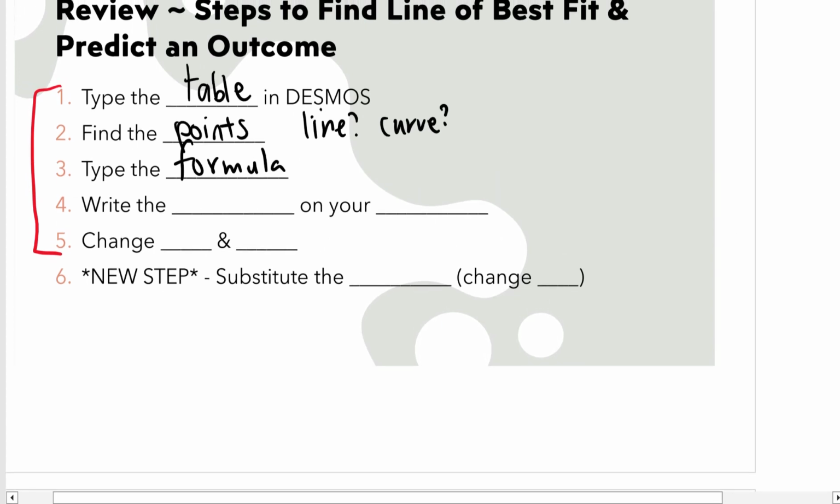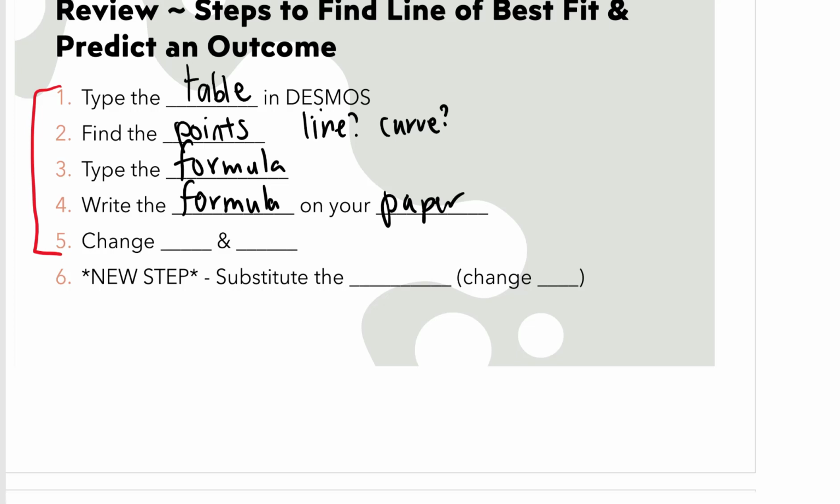Step 4, you're going to write the formula on your paper. Next, step 5, you're going to change M and change B. The new step is that you're going to substitute the value, which means you need to change X.